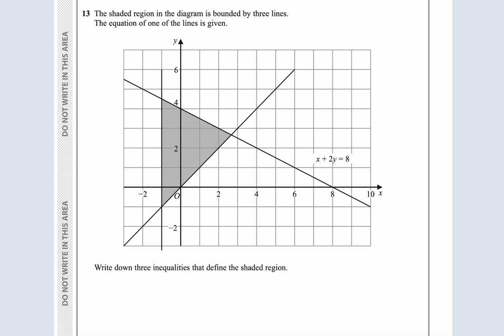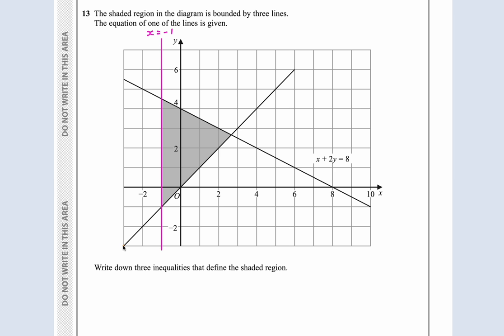The shaded region is bounded by 3 lines. The equation of one of the lines is given. Okay, good. They've given us the more difficult line. That's good. Write down 3 inequalities that define the shaded region. Okay, so one of my lines is, well, this is one of the lines here. That line is x equals -1. Because it's the vertical line, it's on x equals -1. We call it x is equal to -1.